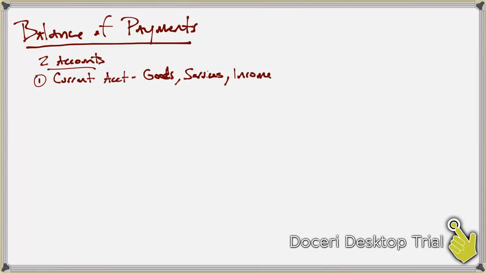Goods, services, and income. Okay? Goods, services, income. Those are our three transactions that when they happen between countries are counted in the current account. Your financial account is the second account.